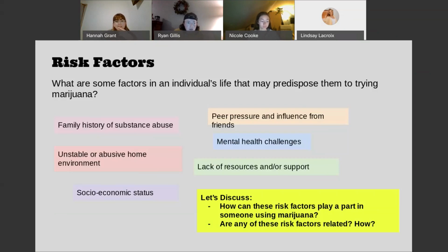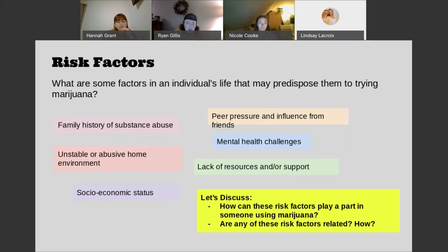Some of those include family history of substance abuse, peer pressure and influence from your friends, an unstable or abusive home environment. Mental health challenges as well may lead you to marijuana use and be a risk factor. Your socioeconomic status could also be a risk factor when it comes to marijuana use, as well as lack of resources and/or support.